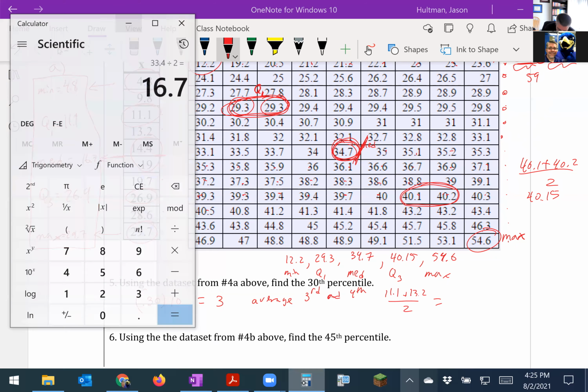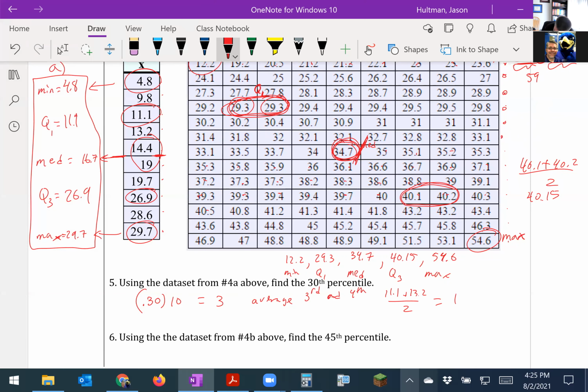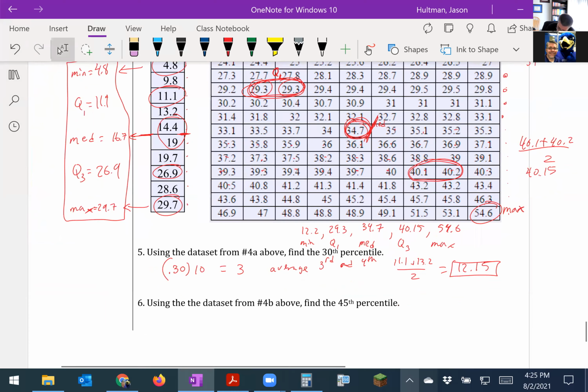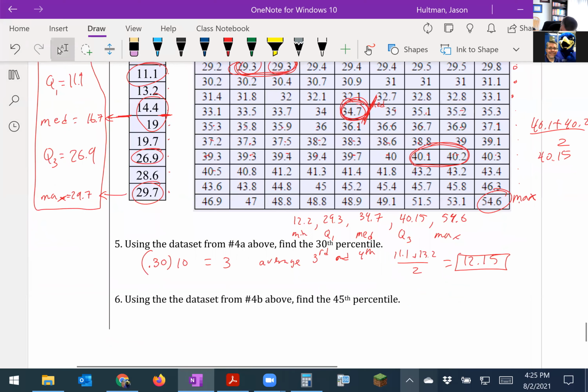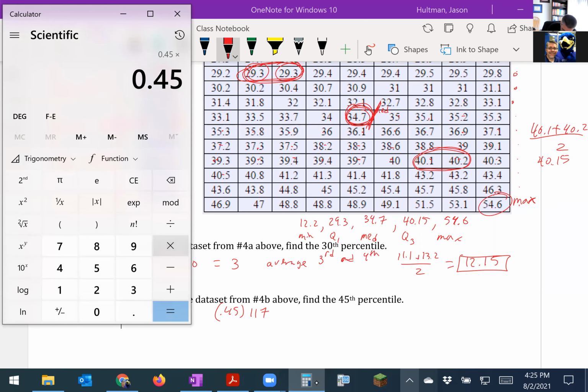Let's go to our calculator on that one. 11.1 plus 13.2 divided by 2 is 12.15. So that's the 30th percentile for the first one. And for the second data set, we want the 45th percentile. So that's 0.45 times 117, which is 52.65, and we go up to the next one.